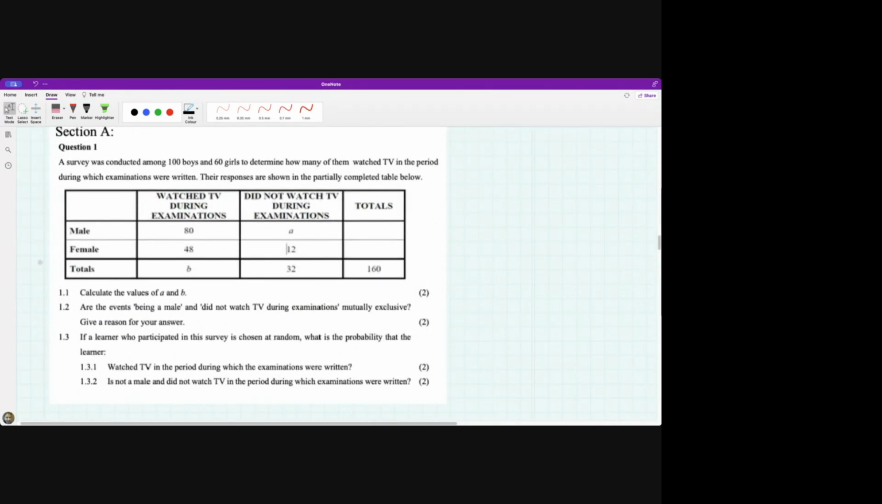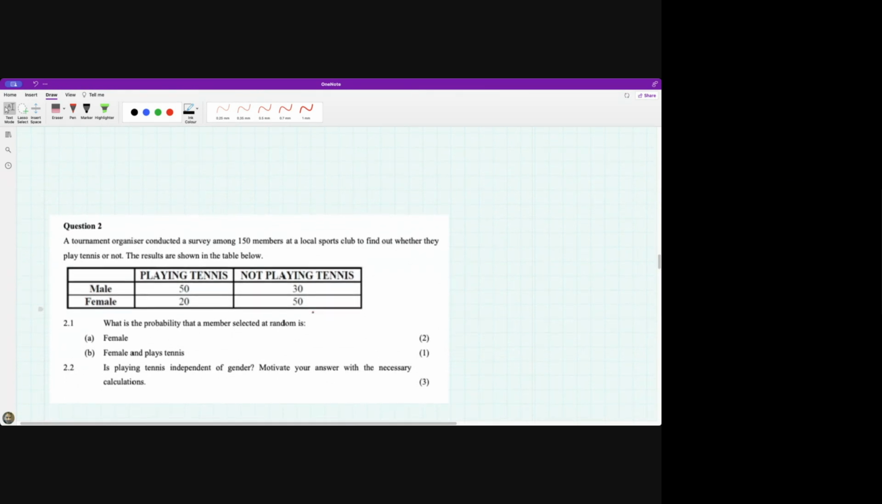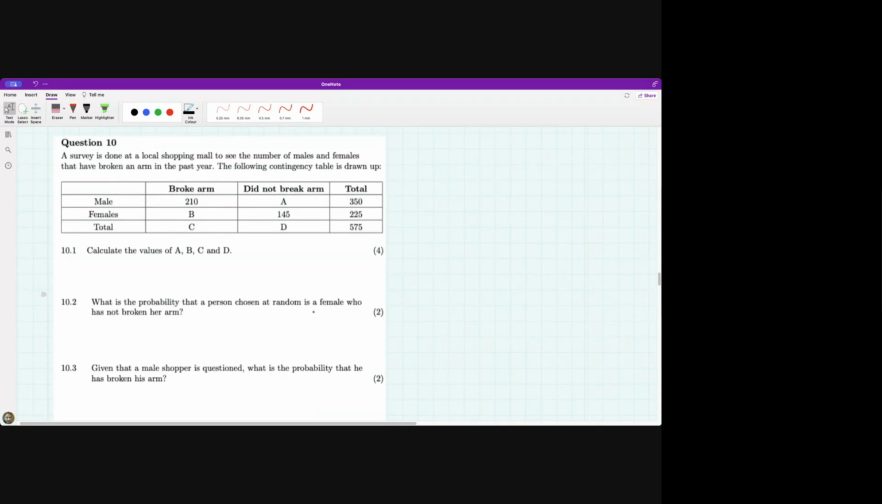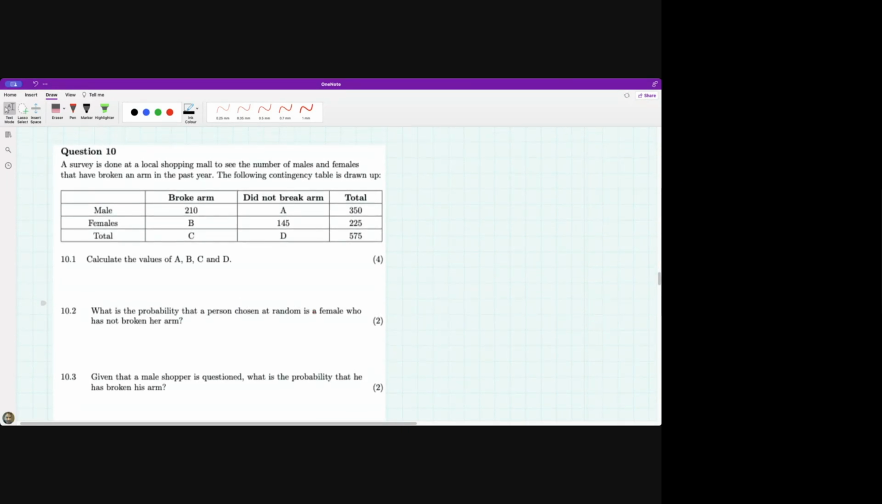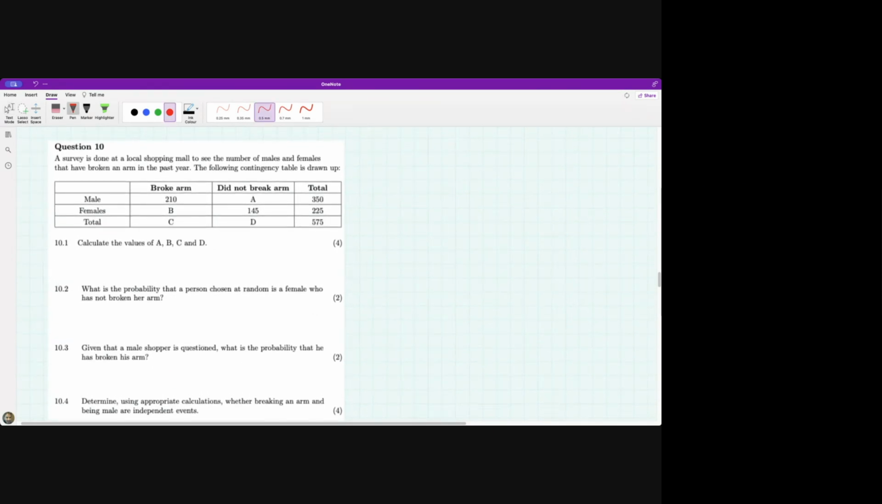Now, what will happen probably in your tests is they won't always give you all the table data. You'll sometimes have to work out your table data. Let's have a look, let's find something like this. Okay, let's do this one. It says, a survey is done at a local shopping mall to see the number of males and females that have broken an arm in the last year, right?